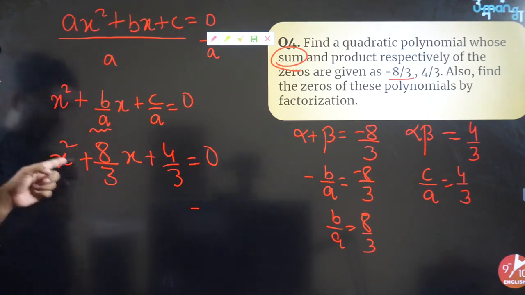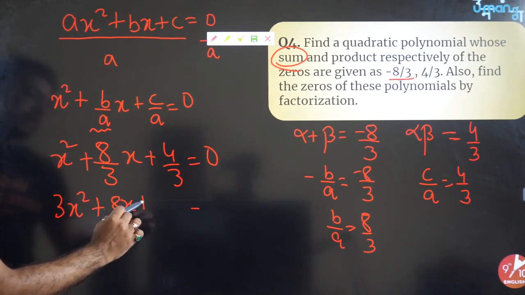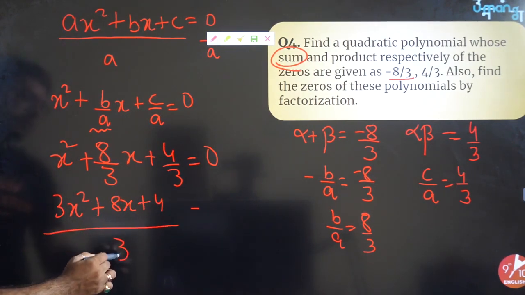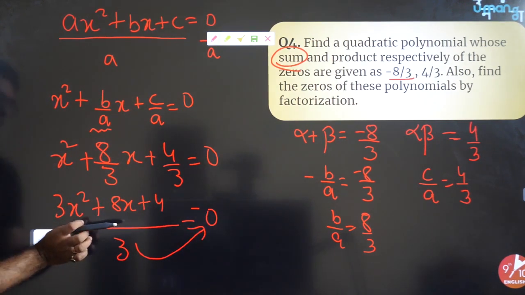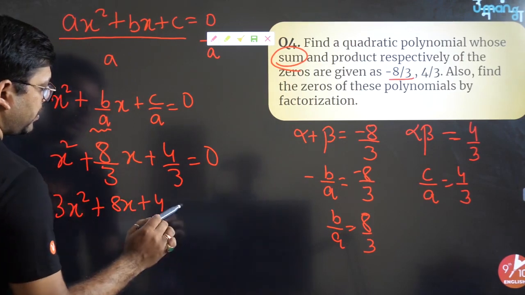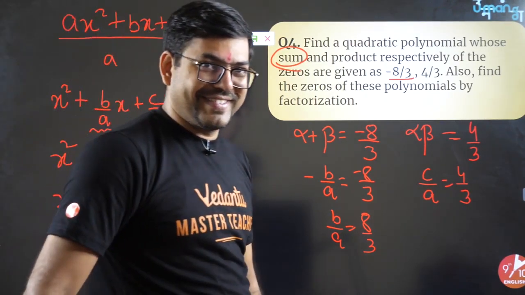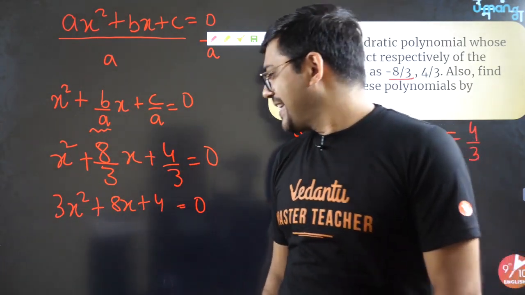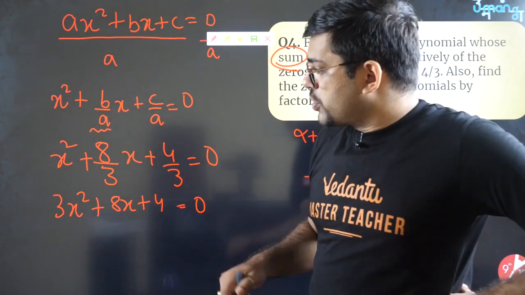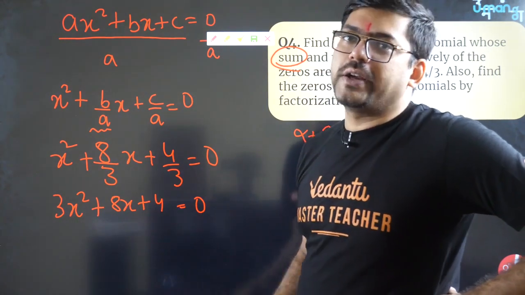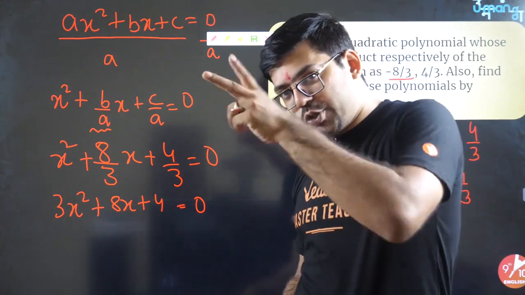Take 3 as LCM. 3 will go here. 3x square plus 8x plus 4 whole divided by 3 equals to 0. So this 3 will go away, and finally you will have 3x square plus 8x plus 4 equals to 0. Don't you think that we actually found it? So now again same thing, you have to do the middle term splitting, find the zeros of the polynomial, and then go on. The same way we did in the previous two questions.